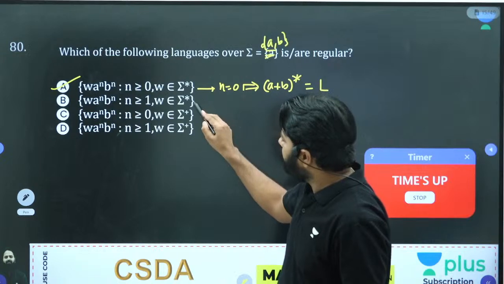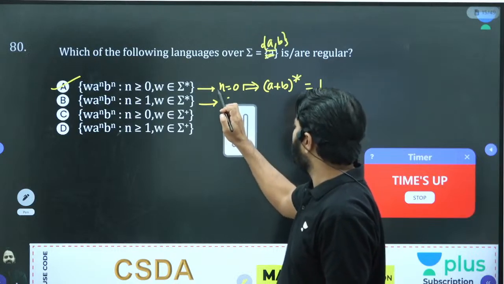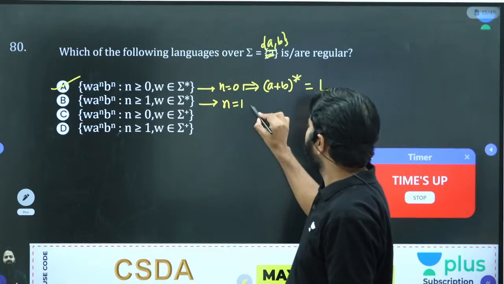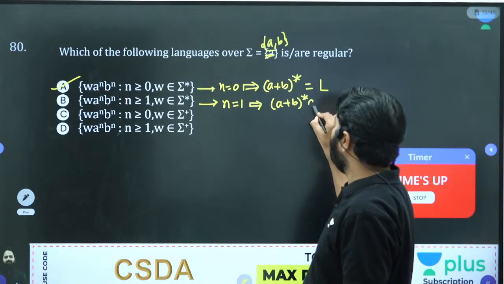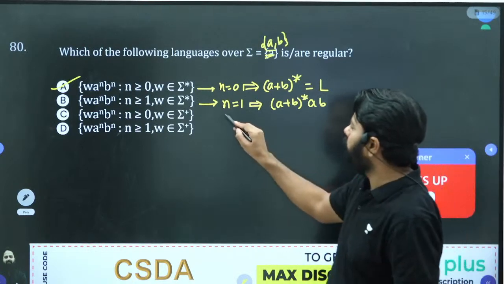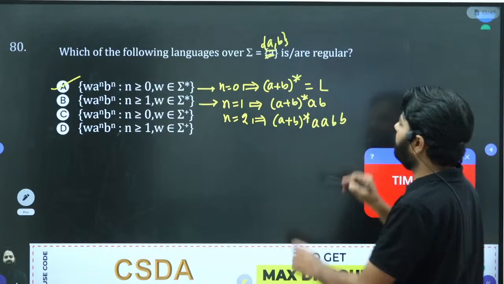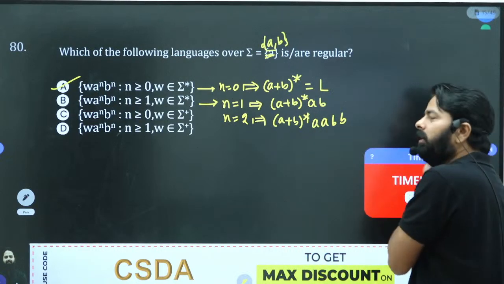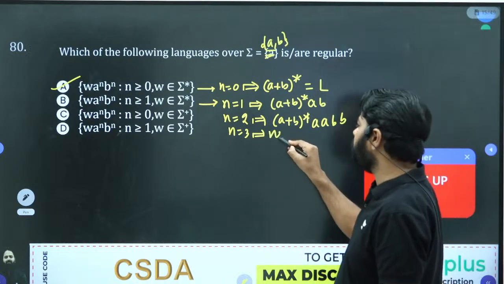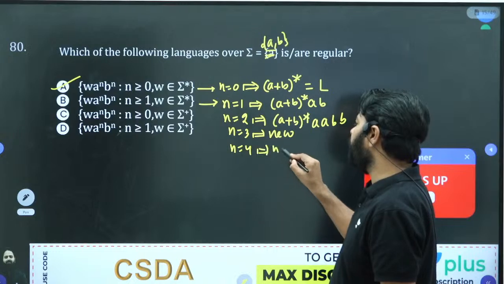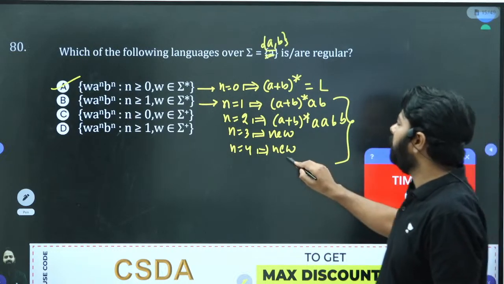And now this one. When you put n is equal to 1, that's only the minimum possibility, right? You will get (a plus b) whole star followed by ab. But is it covering n is equal to 2? No. What is n is equal to 2? (a plus b) whole star followed by double a double b. Oh, that was ending with ab, this is ending with something different, ending with a double b. This was not covered. Similarly, n is equal to 3 is also something different, which was not covered by the first two. It's a new form. And n is equal to 4 also something new. Every value of n is new. That means dependency is always there. There is no single expression to cover all of them. So this is not regular.